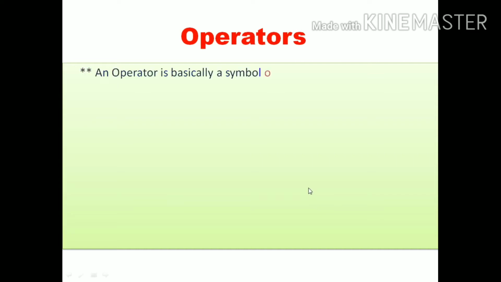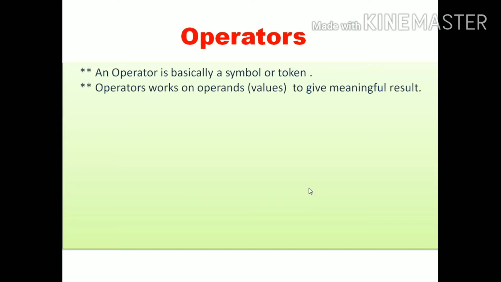This video is about operators in Java. An operator is basically a symbol or token. Operators work on operands, meaning values, to give a meaningful result. Types of operators: one is the unary operator.